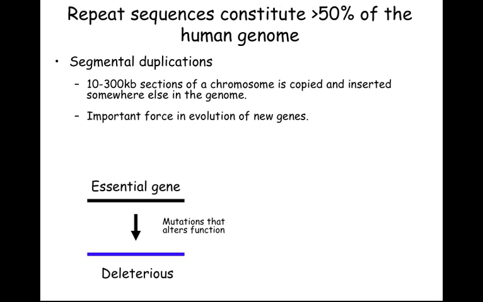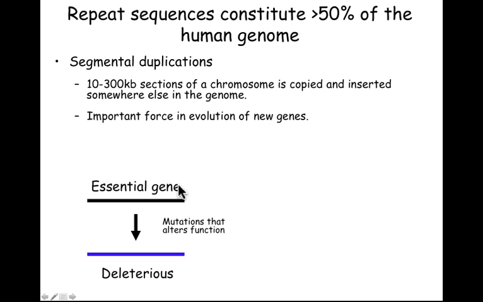Some of the other things you'll find in terms of repetitive DNA are these segmental duplications. These are duplications of larger blocks of DNA sequence. Somewhere between maybe 10 and 300,000 base pairs, 300 kilobases, gets copied and inserted someplace else in the genome. Now these are relatively large pieces of DNA that are capable of encoding genes themselves. So one or more genes could easily fit in these 10 to 300 kilobase sections. And this makes it a very important force in the evolution of new genes.